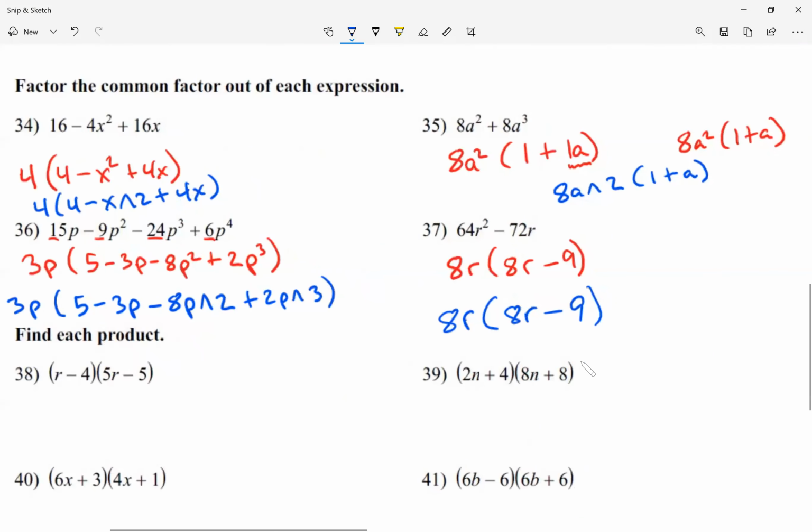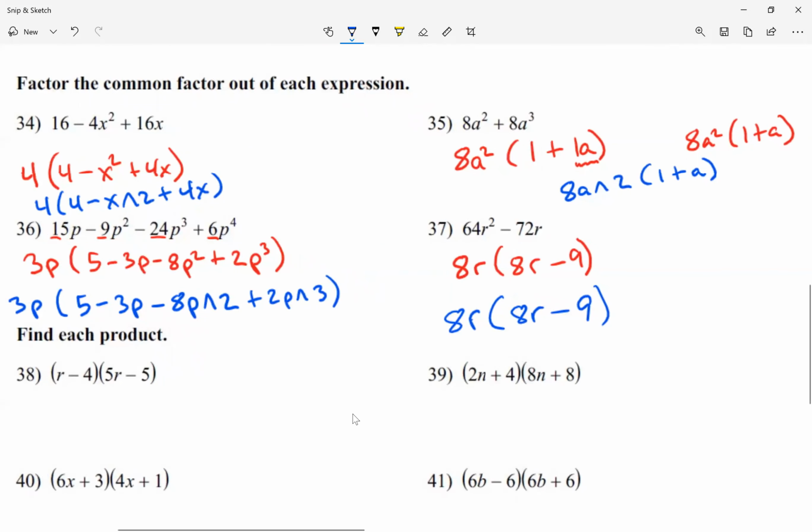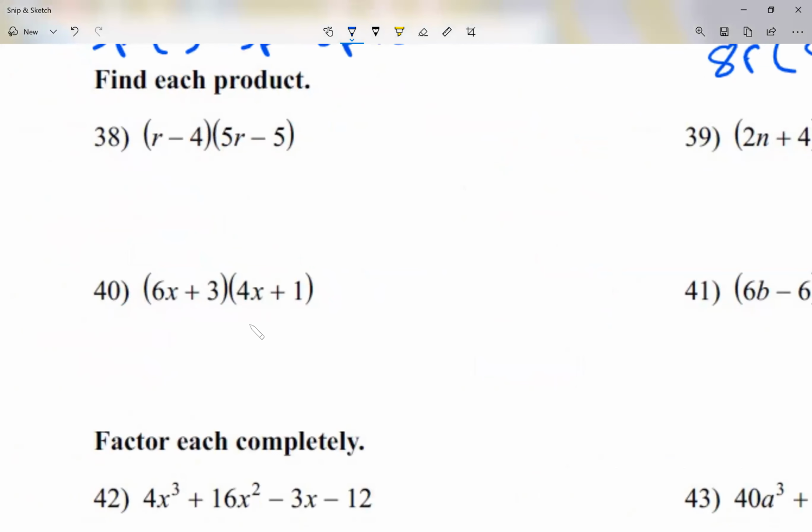So again, when it says factor the common factor out, we're looking at the distributive property backwards. Okay. Now let's do find each product. Now we're going to multiply. So it's kind of like the distributive property, but I remember the distributive property only had a number on the outside. Now my first parentheses, that means I have two terms.